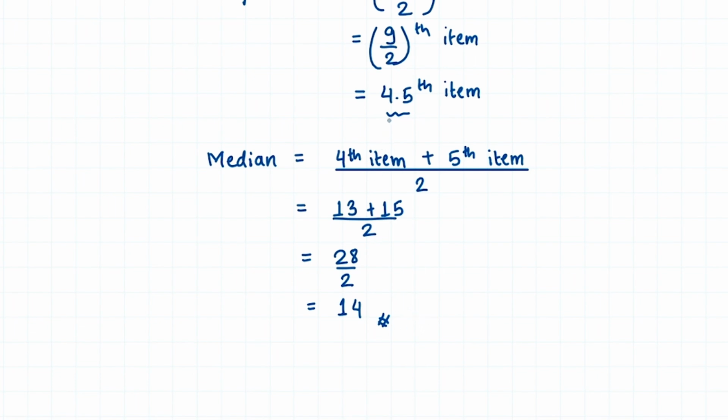So if the position of median comes in points like this, right, we have 0.5 at the end, then what we do is we find the average of the fourth and the fifth item. So if it was something like the 7.5th item, then we would find the average of the 7th item and the 8th item. Okay, that's how it works. So these are the two questions related to individual series.